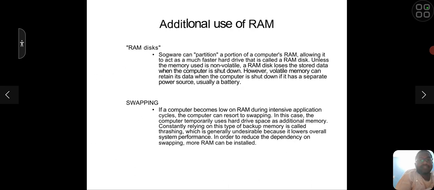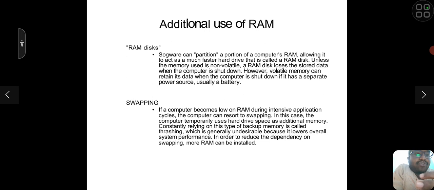An additional use of RAM is the RAM disk. Software can partition a portion of computer RAM, allowing much faster access than a hard drive, and that is called a RAM disk. Unless the memory is kept powered, a RAM disk loses stored data if the computer is shut down. However, memory can retain the data when the computer is shut down if it has a separate power source, usually a battery.